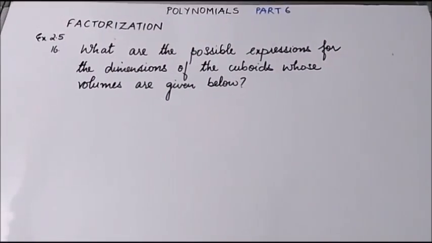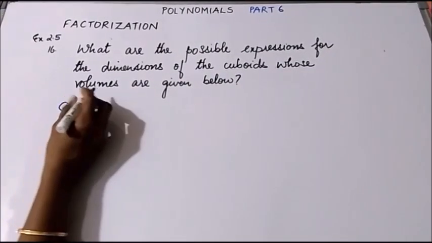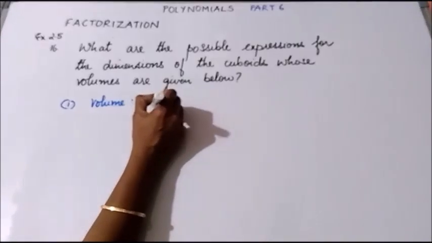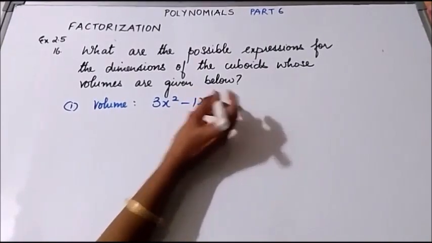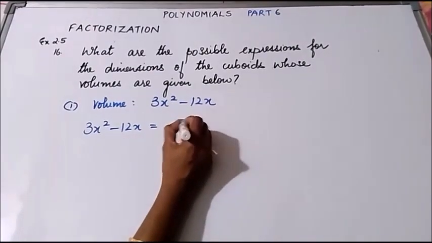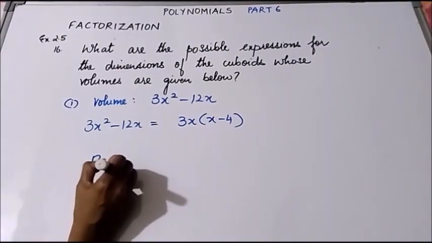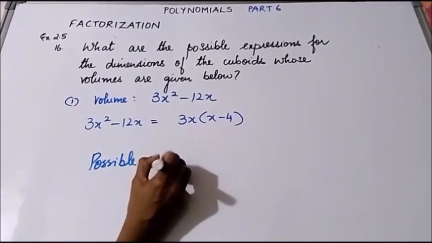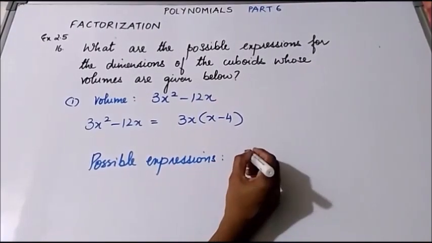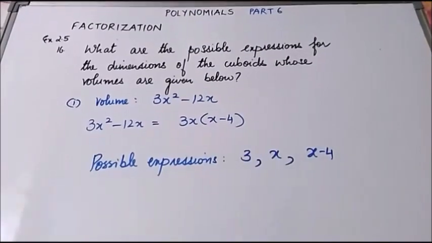Now the 16th question is, what are the possible expressions for the dimensions of the cuboid whose volumes are given by? In this, the first one, the volume is given as 3x square minus 12x. Okay, we have to factorize this. First we'll take out the common factor. Common is here 3x, we get here x minus 4. So the possible expression for the dimensions are the length could be 3, breadth could be x, and the height could be x minus 4.